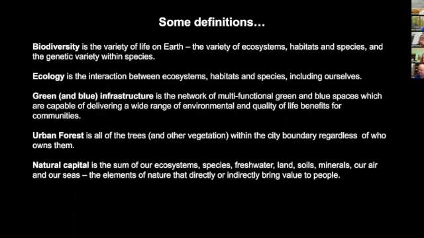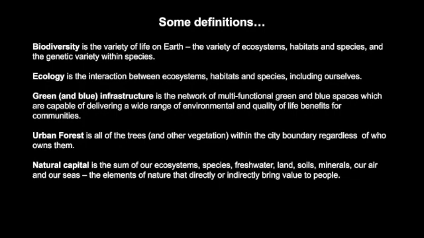So biodiversity is the variety of life on Earth. It's the variety of ecosystems, habitats and species. So the ecosystems is the interrelationship between habitats and species. The habitats are all the plants and landscape that makes up an area, and the species are obviously the animals and the individual plant species that are within those. Ecology is obviously the interaction between the ecosystems, habitats and species, including ourselves.